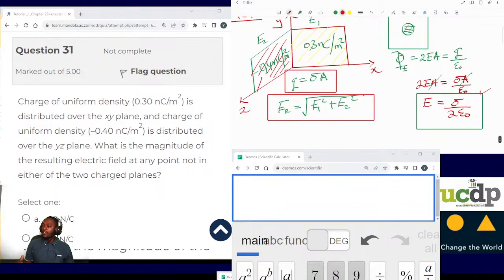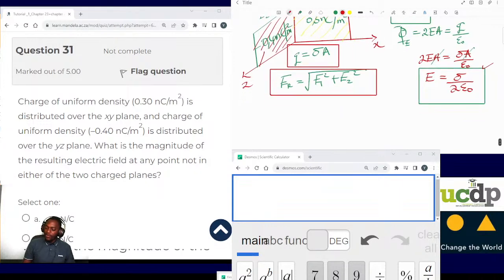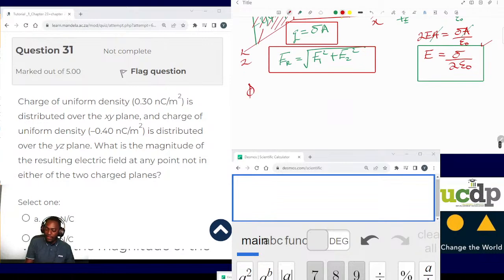Because once we have understood the concept on which we should solve this problem, then the rest is now punching in values and substituting. All right, so there's a question, why are we using 2EA? Okay, so I'll try and explain again. Phi is equal to EA. We agree, right? Phi is equal to EA, right? Phi is equal to EA.